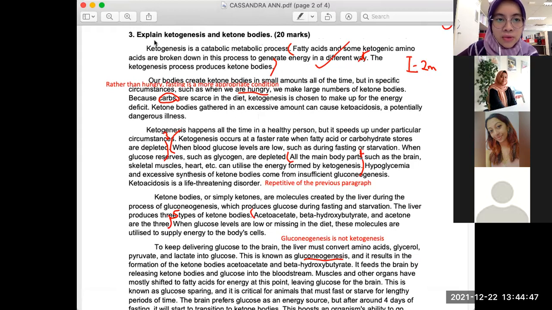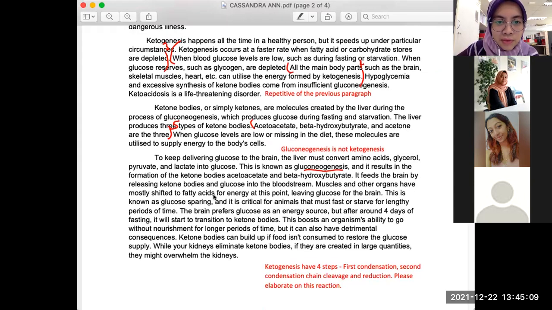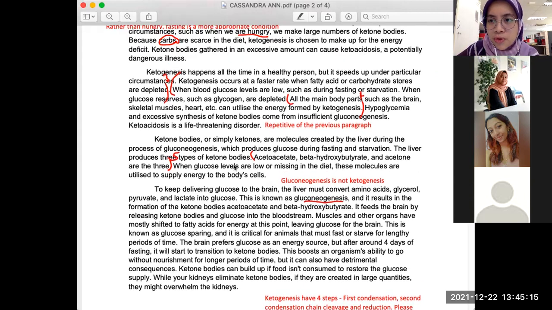But what you need to do is actually to explain ketogenesis in detail. I noticed that most of you spend a lot of time explaining how ketogenesis developed, but you don't really include the 4 steps in ketogenesis. And some of you make mistakes like saying ketone bodies are produced by gluconeogenesis. Again, gluconeogenesis is about producing glucose from non-carbohydrate sources, while ketogenesis is about producing ketone bodies.